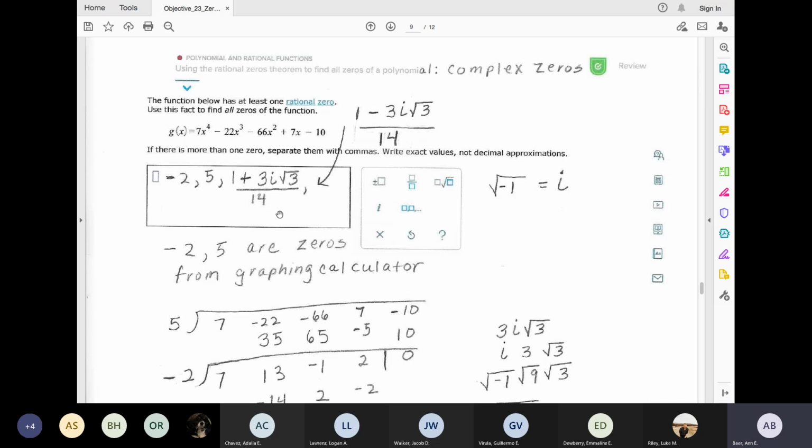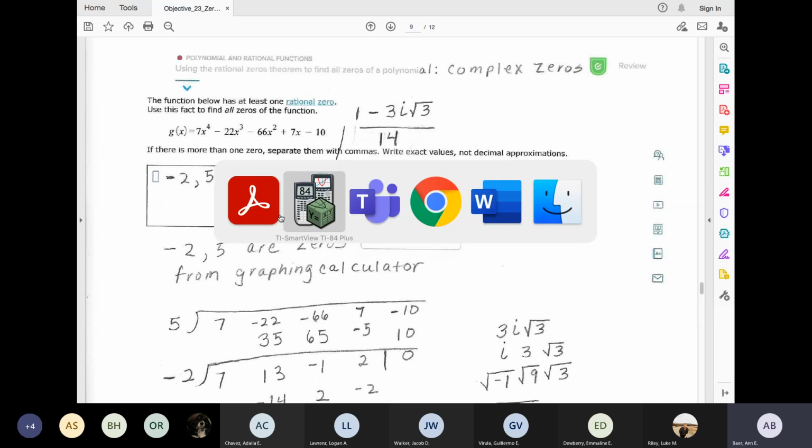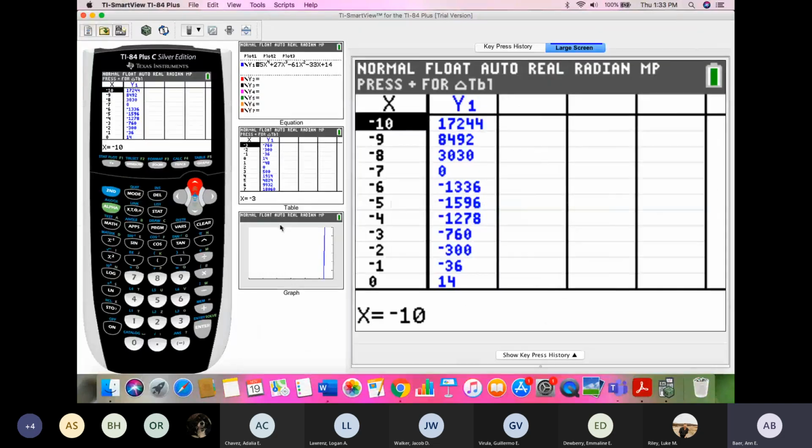Let's go to our graphing calculators and identify the zeros. Take a look at the time here. I think we have time to do this. So g of x is equal to 7x to the 4th minus 22x cubed minus 66x squared plus 7x minus 10. I'm just looking it over again just to make sure. Let's go to the graphing calculator and see if we can identify our zeros.